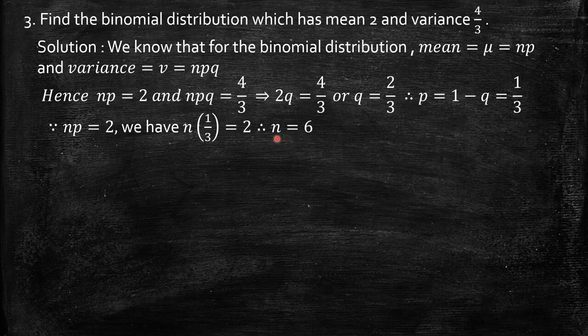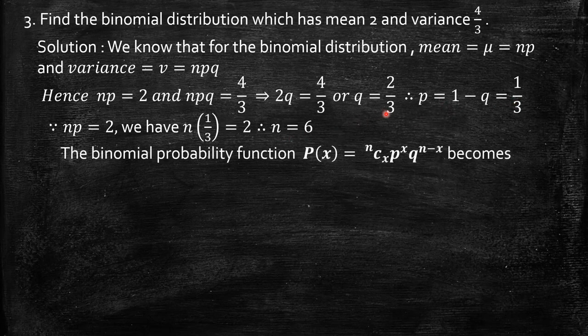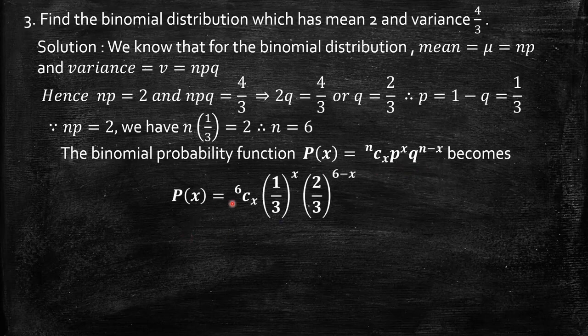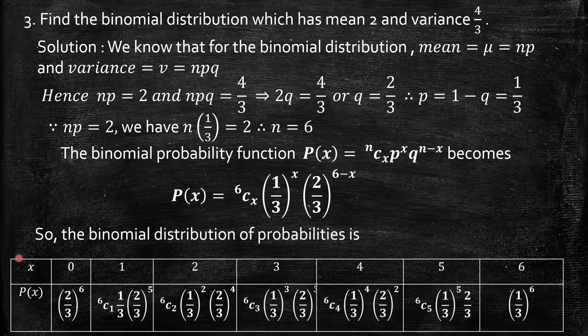So after getting the total number of trials n with the probability of success p as 1 by 3 and q as 2 by 3, we can take the binomial probability function p of x, that is nCx p power x q power n minus x, which becomes p of x equal to 6Cx (1 by 3) power x (2 by 3) power 6 minus x. Now we can find the probabilities from x equal to 0 to 6, which gives the binomial distribution table.